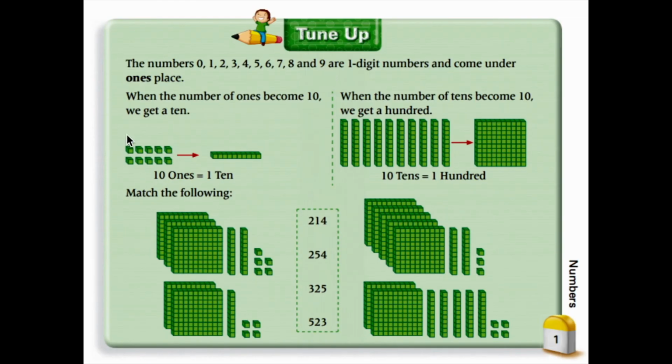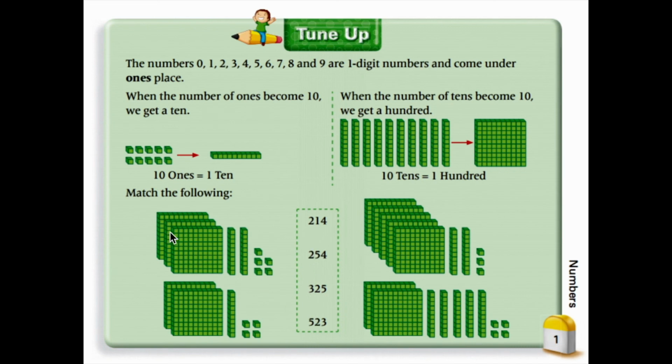Now when 10 ones are combined together, then we get a block or a bar of 10. So 10 ones is equal to 10. And over here 10 tens are combined together to form a block, a slab of 100. So students, over here we are given sets of blocks on the left side and on the right side, and in the center we have 4 3-digit numbers. So we have to match the set of blocks with the correct number from the center.